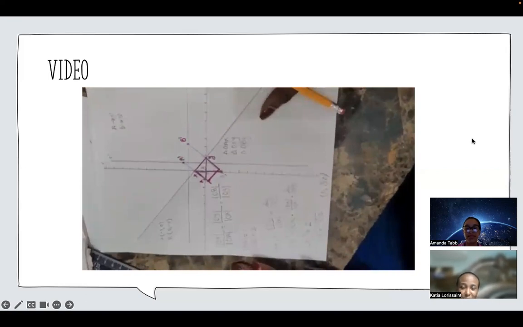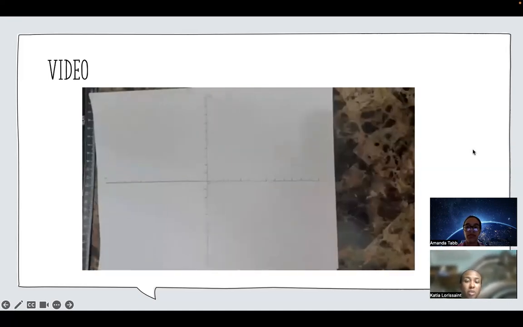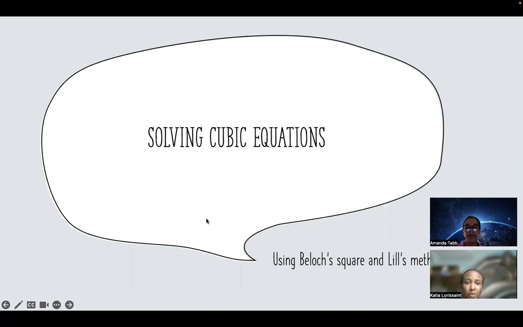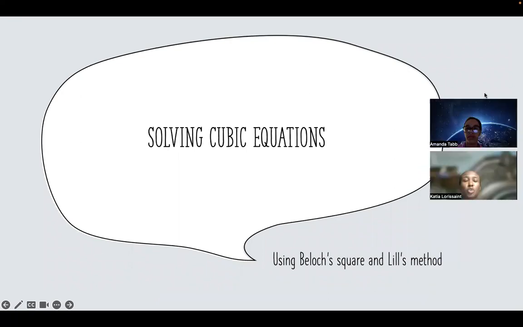Yes, so again, that was just a demonstration of how you would construct the cube root of 2. And in the next one, we are going to go over how we would use origami and the Bullock square, and also Lill's method to solve cubic equations, like polynomials to the 3rd power.